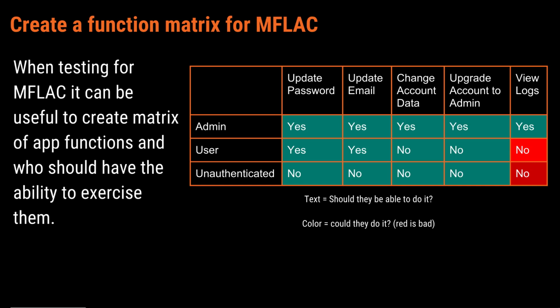But the access level for a user to view logs should be no, when in fact that user could actually view the logs by directly referencing them. And so you can see that box is filled in with red. The text indicates whether they should be able to do it, and the color indicates whether they could do it. Unauthenticated has the same bug. It should not be able to do anything in the application, but indeed they can view the log page by a missing function level access control bug or a direct browsing bug.